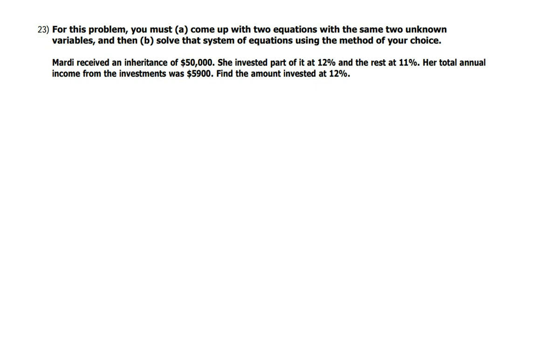Marty received an inheritance of $50,000. She invested part of it at 12% and the rest at 11%. Her total annual income from the investments was $5,900. Now, I just want you to find the amount that was invested at 12%.